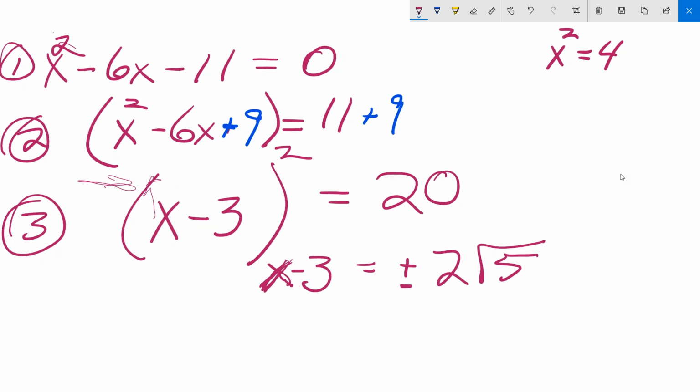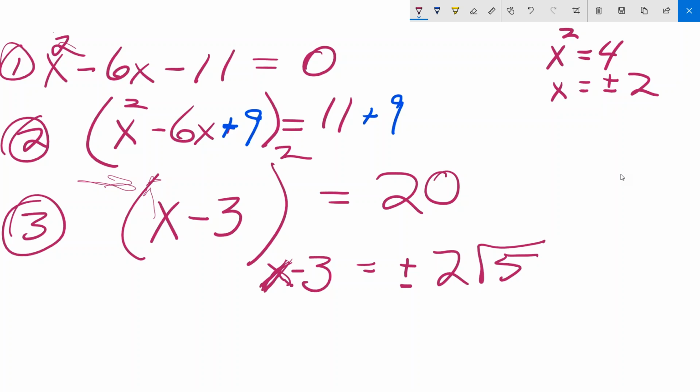Okay. To solve that, I would take the square root of both sides, right? Mm-hmm. It's plus or minus 2. And notice why minus 2 is an answer. If you square minus 2, you get 4. If you square plus 2, you get 4. So when you take the square root of both sides of an equation to solve for it, you always have the plus or minus.